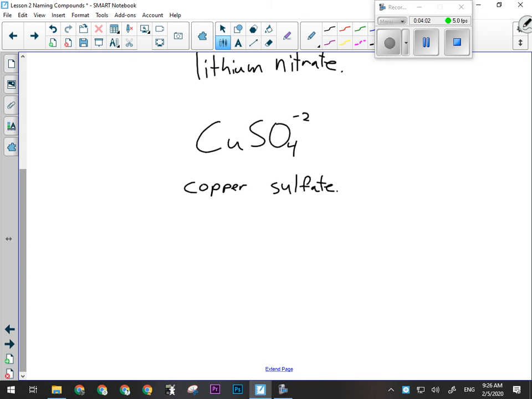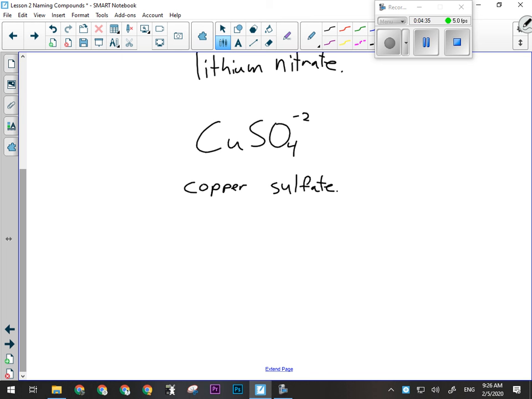Here's where it gets tricky. How many sulfates are there? 1. Every sulfate molecule has 1 sulfur and 4 oxygens in it. It can be misleading. That's exactly why I put this one up here. Sulfate is SO4. That's 1 sulfate molecule. It contains 1 sulfur and 4 oxygens, but there's only 1 sulfate here. Everybody follow me there? Now that has a charge of -2.